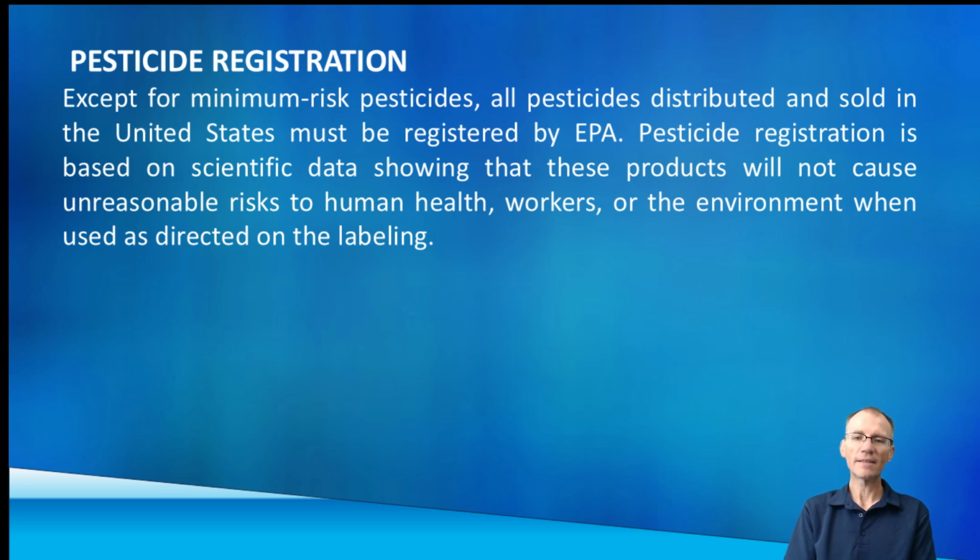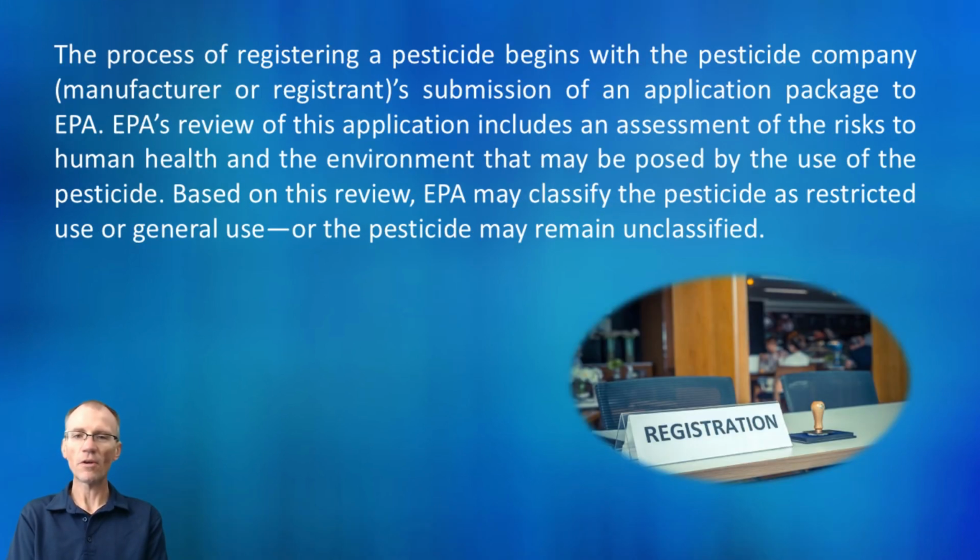The EPA has tested these products, they've approved them, but you have to follow the label to make sure that you keep yourself and the environment around you healthy and safe. The process of registering a pesticide begins with the pesticide company, manufacturer, or registrant's submission of an application package to EPA. EPA's review of this application includes an assessment of the risks to human health and the environment that may be posed by the use of the pesticide.